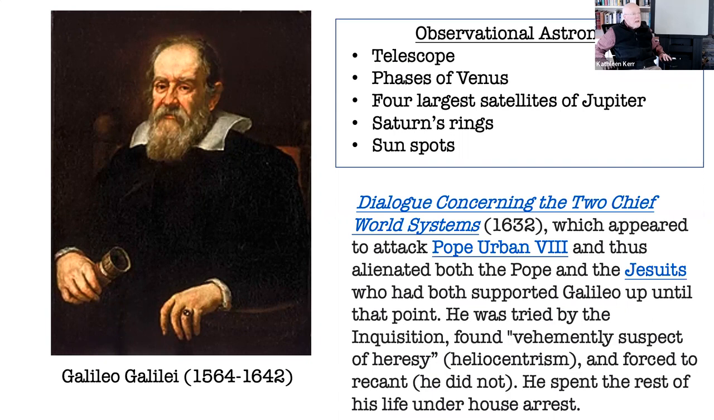And again, that set up a dialogue concerning the two chief world systems, which appeared to attack Pope Urban VIII, and thus alienated both the Pope and the Jesuits, who had early on supported Galileo until they fully realized what he was talking about, which was heliocentrism. And so he was tried by the Inquisition, found vehemently suspect of heresy, heliocentrism, and forced to recant. He did. He spent the rest of his life under house arrest, which was 10 years.